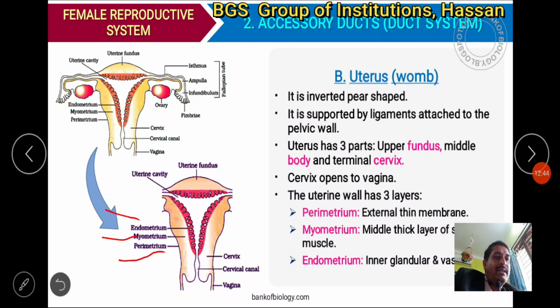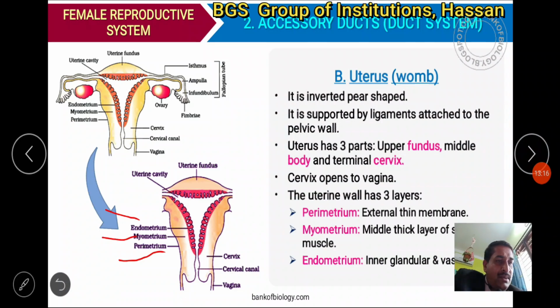Perimetrium is a thin membrane, whereas myometrium is a thick membrane. The inner membrane is glandular and vascular. Vascular means it contains a rich blood supply and blood vessels. So endometrium has a major role, which we will discuss later. Histologically, the uterine wall has three layers: perimetrium, myometrium, and endometrium.